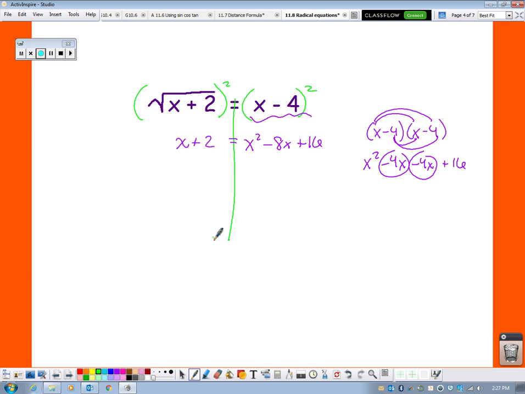No, I never complete the square. If it's not factorable, I use the quadratic formula. You can complete the square if you really want to. So we need to get these things over there so that it's equal to 0.